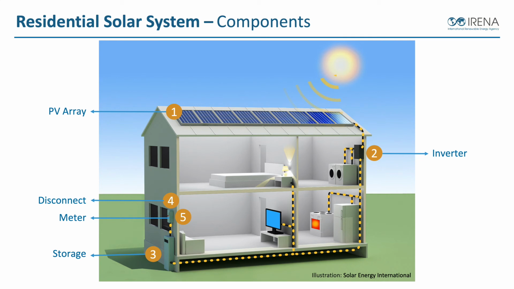And then, of course, things like disconnects, so we can isolate and turn on and off and operate electrical systems, and meters are things that we can use to measure energy production or energy consumption. So these are some of the basic components that are going to go into a solar system, depending on the type of setup that we're trying to design.